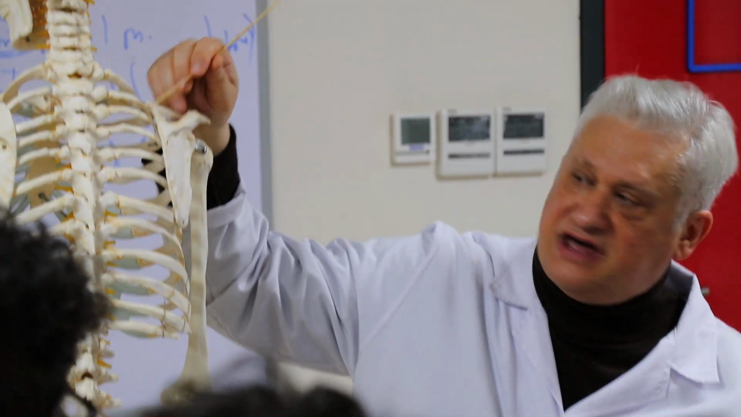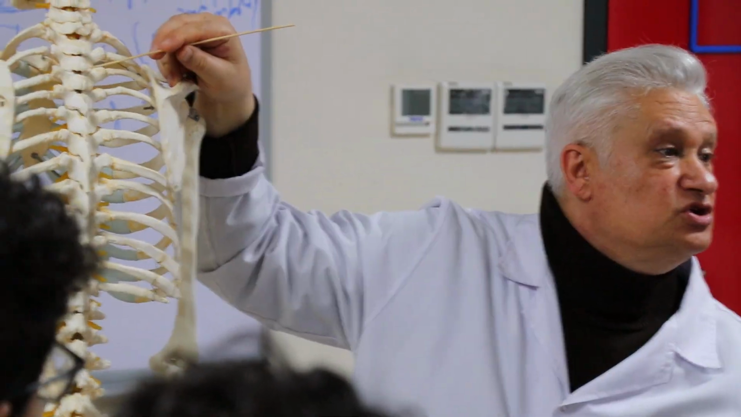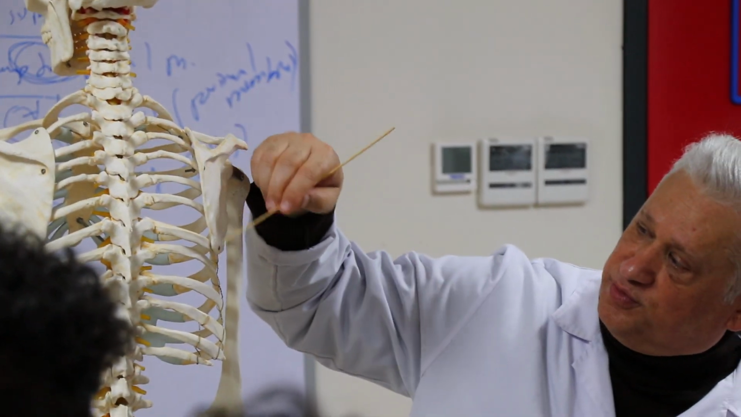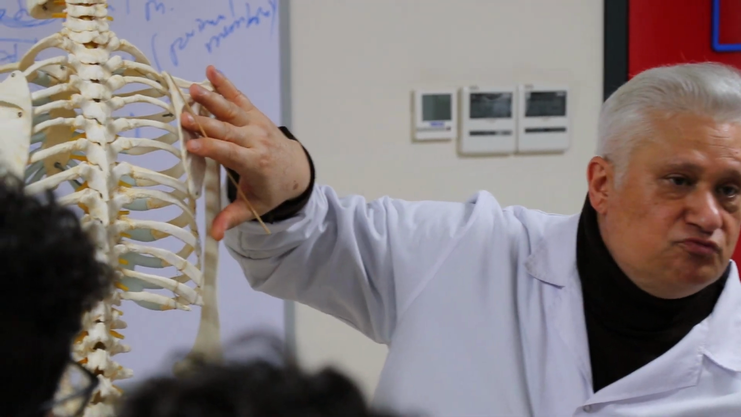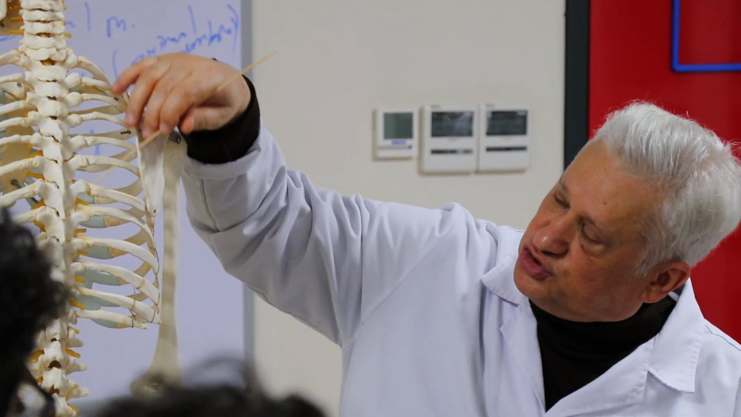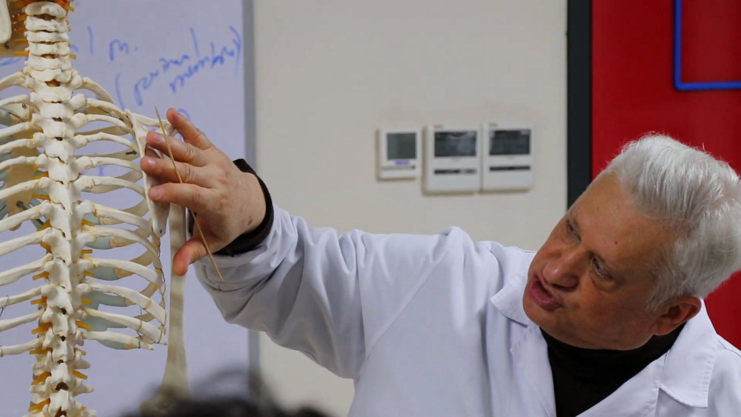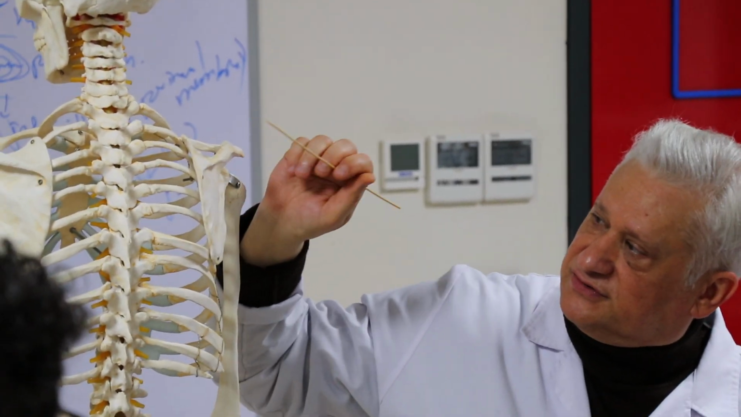Okay? And then rhomboid major, again the same: T2, T3, T4, T5. It attaches to the lower medial border of the scapula. So both of these basically pull the scapula medially. This is the insertion point, and this is the origin point. So the insertion would move towards the origin, so it would retract the scapula, your shoulder, medially. Just like the trapezius.